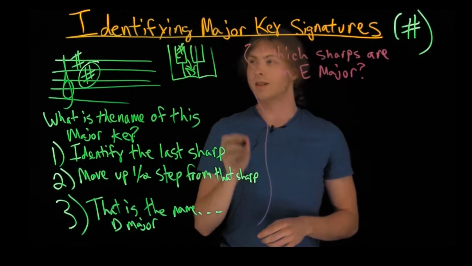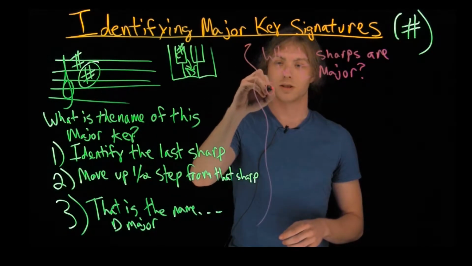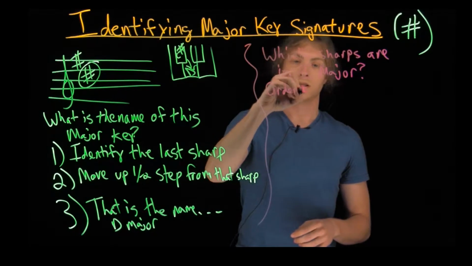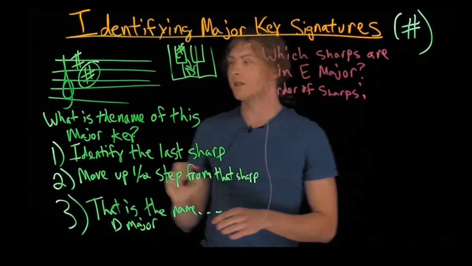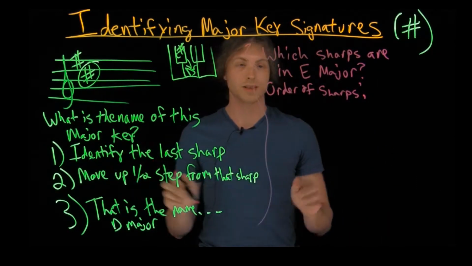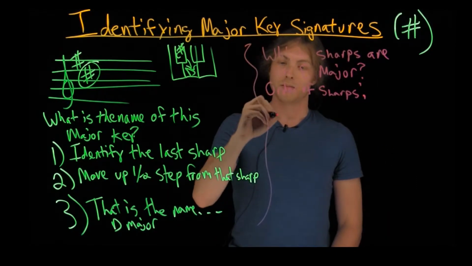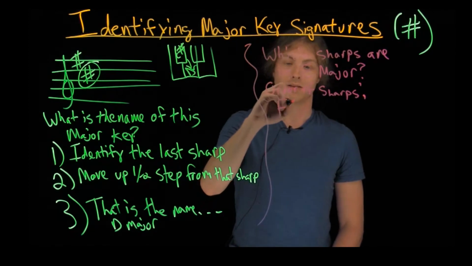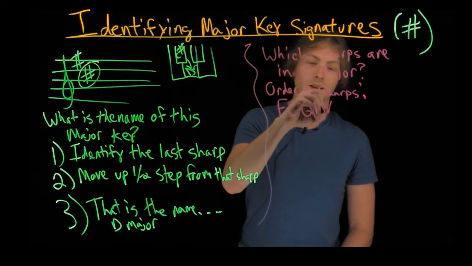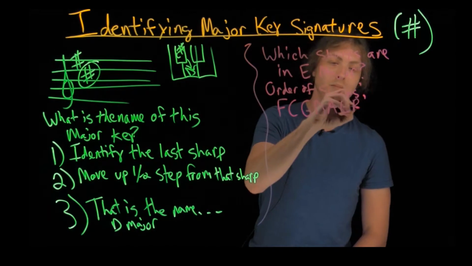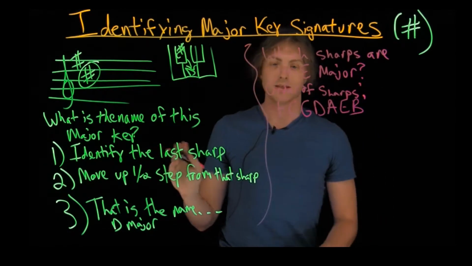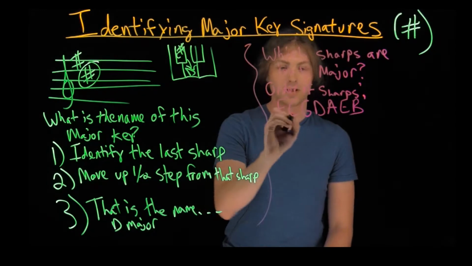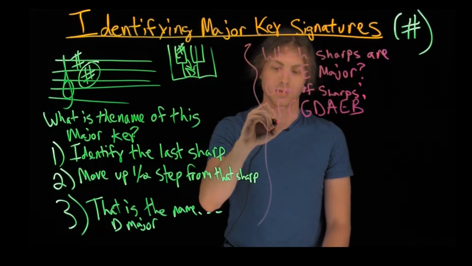But first, you need to know something that we call the order of sharps. Now, this is the order that sharps will always come in for all of these key signatures. And it starts with F, and it goes F, C, G, D, A, E, and B. And a way to memorize this is the mnemonic device, which is Father Charles goes down and ends battle. I'll write that for you.